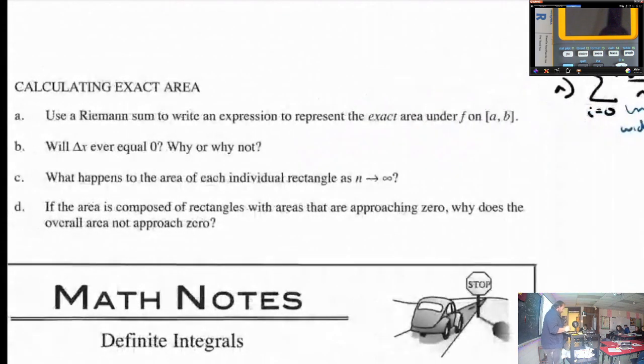Question B asks us, will delta x ever be 0? And it can't be. Rectangles can't actually have width 0. So this is no. No, because then the rectangle wouldn't exist.